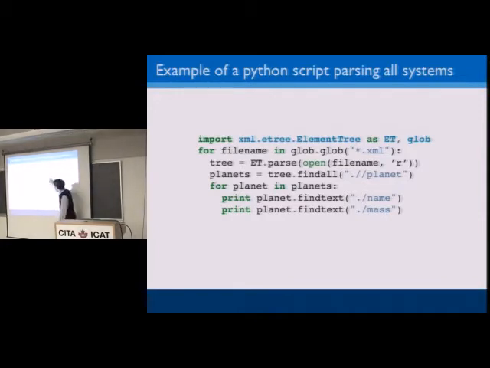It goes over all the files, it looks for all the planets, and for every planet it prints the name and the mass of the planet. Okay? That's it. You can do many more complicated things. You can only find planets in binary systems. All you would have to do is write /binary/planet. Then you would only find planets in binary systems. It's really that simple to parse these files.